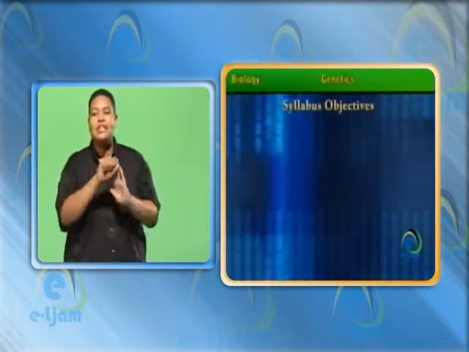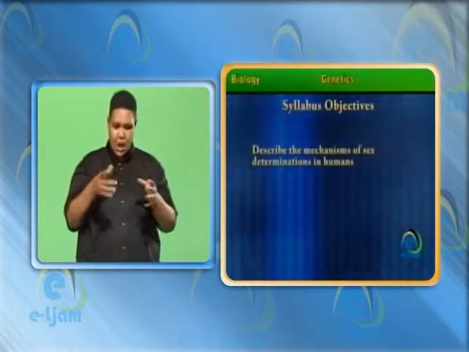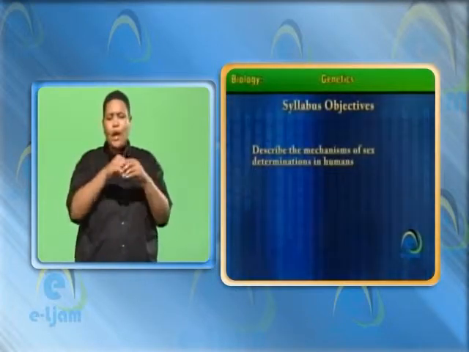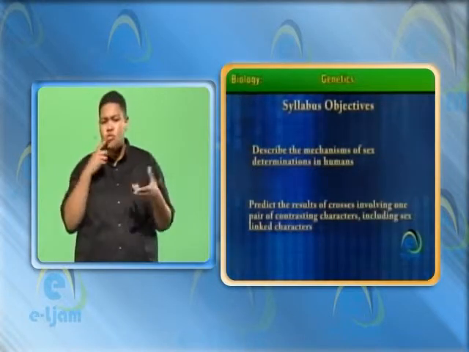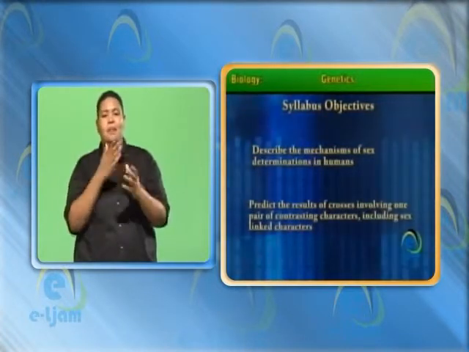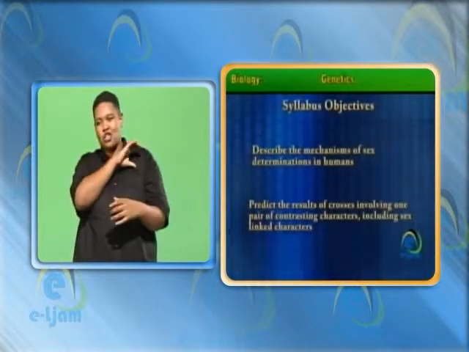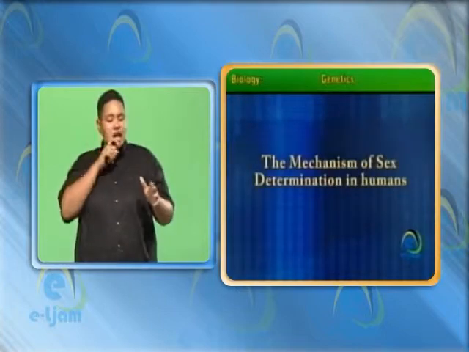Syllabus objectives. Describe the mechanism of sex determination in humans. Predict the results of crosses involving one pair of contrasting characters, including sex-linked characters. The mechanism of sex determination in humans.